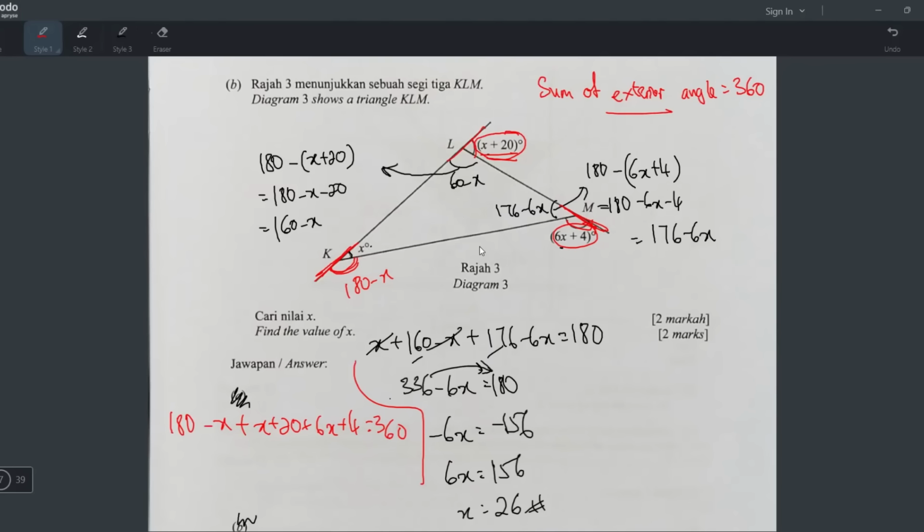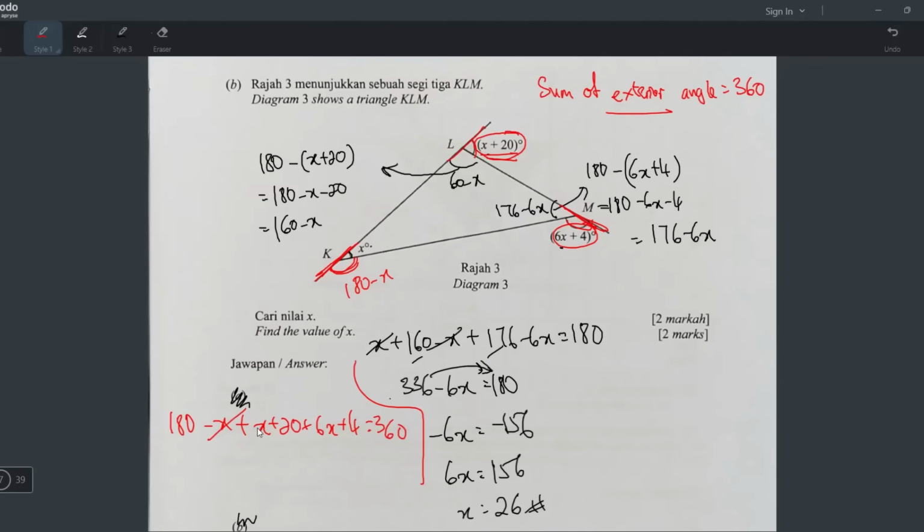If three sides, then the sum of interior angles will be 180. But if it's four sides, then it will be different. It will be 360, right? But for exterior angles, the sum of exterior angles is always 360, doesn't matter how many sides the polygon has.